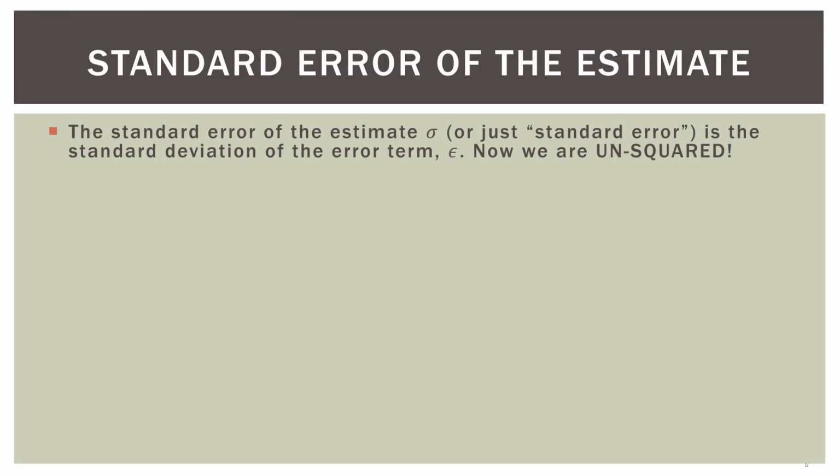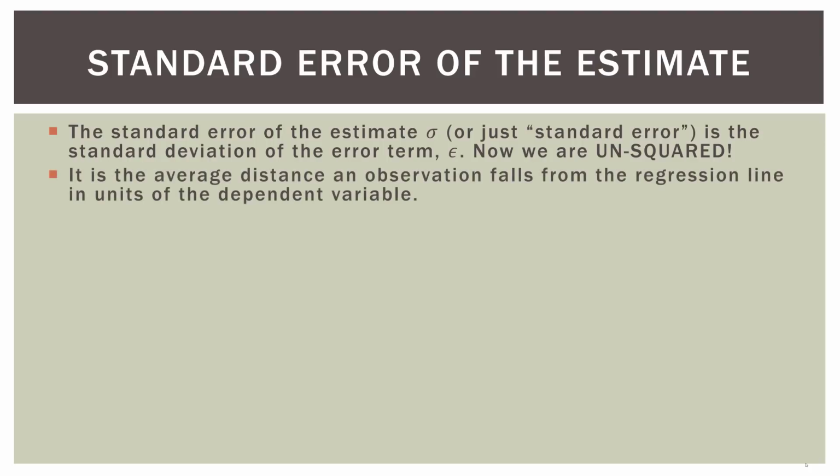Okay, so standard error of the estimate. So we'll get back to MSE and SSE as we progress. So the standard error of the estimate, or sigma, or just standard error, is the standard deviation of the error term. So all of our error we were dealing with is the standard deviation of that. Now we're going to go unsquared. It's just the average distance an observation falls from the regression line in units of the dependent variable.